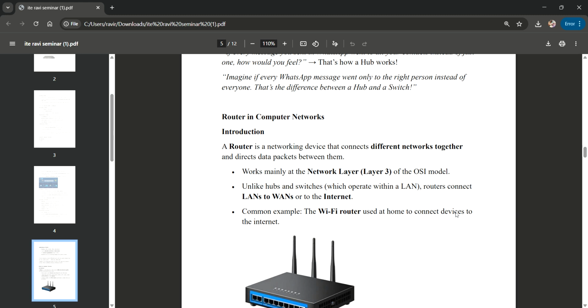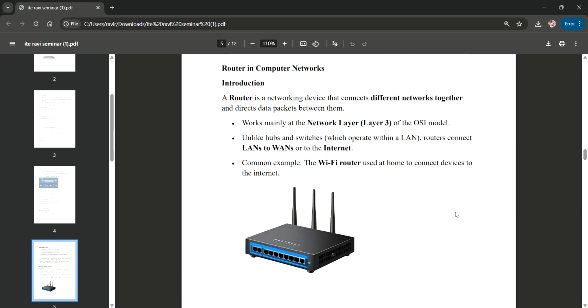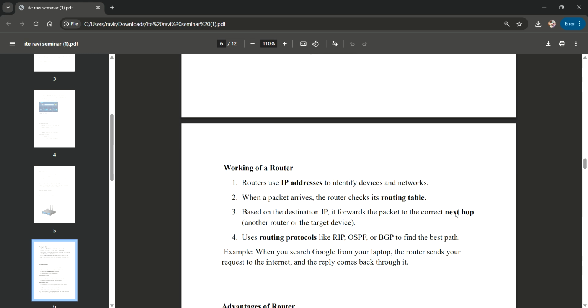A common example is the Wi-Fi router used at home to connect devices to the internet, which is the best example for a router. So, the working of a router is that routers use IP addresses to identify the devices and networks. When a packet arrives, the router checks its routing table. Based on the destination IP, it forwards the packet to the correct next hop, that is, another router or the target device. It uses routing protocols like RIP, OSPF, or BGP to find the best path.